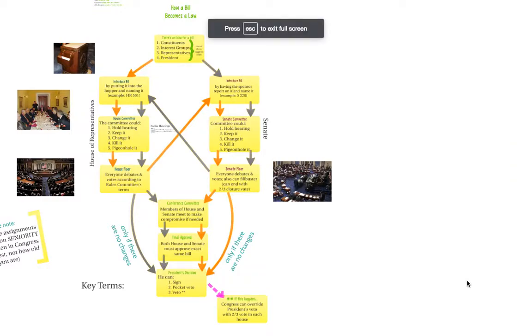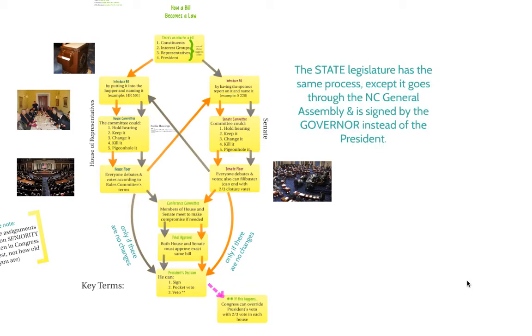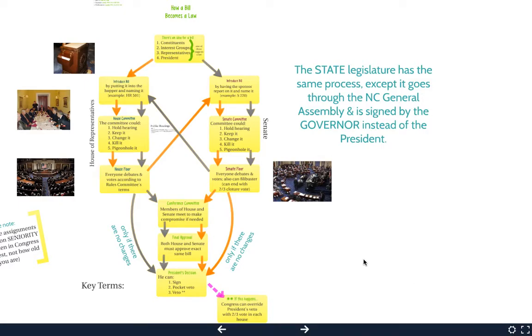In our last video, we talked about how a bill becomes a law. In this video, we're going to talk about how the General Assembly in the state of North Carolina does a very similar process. So what's on the screen should look familiar because we just covered that. But we do have to add that our state legislature has a very similar process. The only difference is that it's not going to go through Congress, it's going to go through the General Assembly, and at the very end, it's not going to be the president's decision, it's going to be the governor's decision instead of the president.